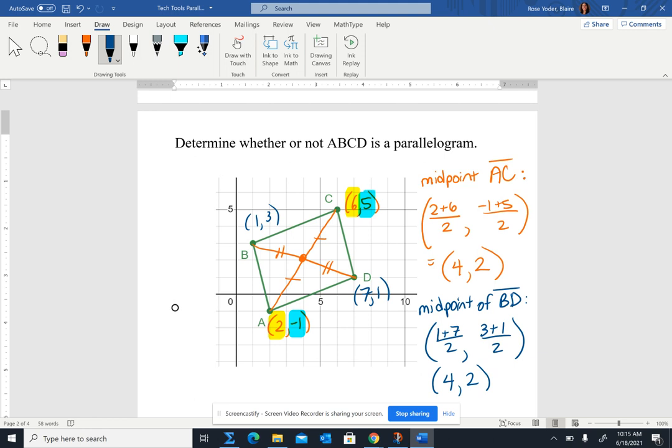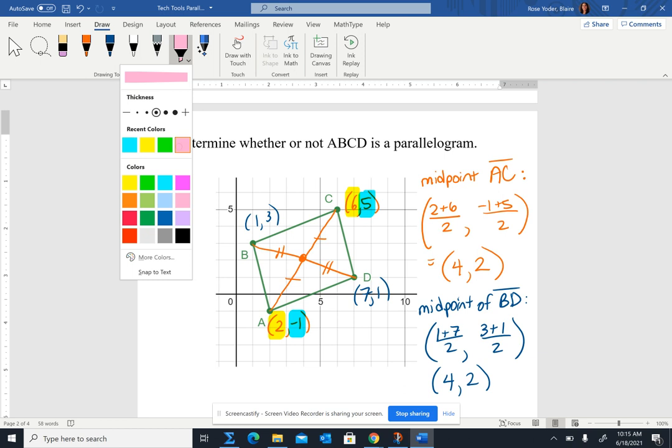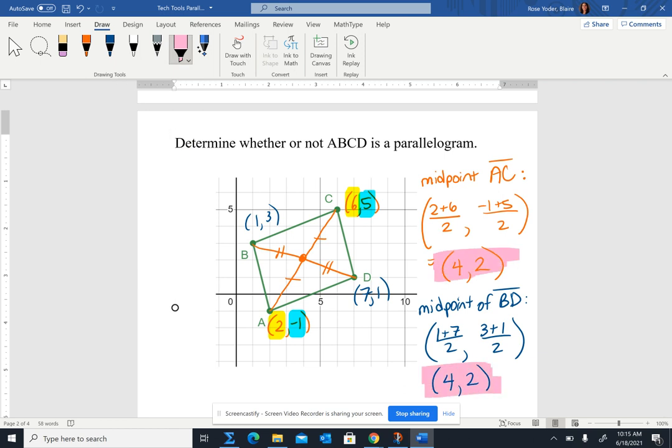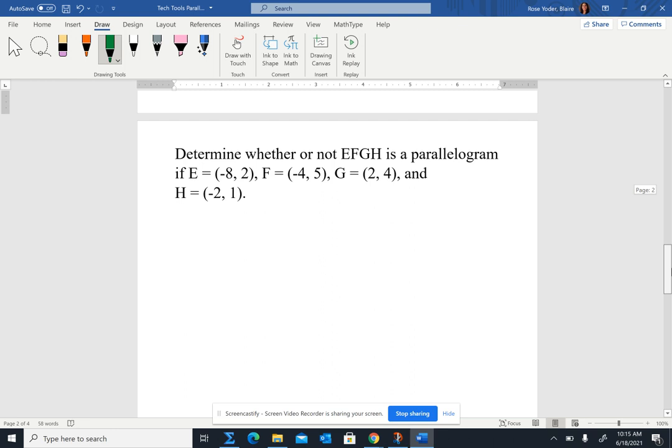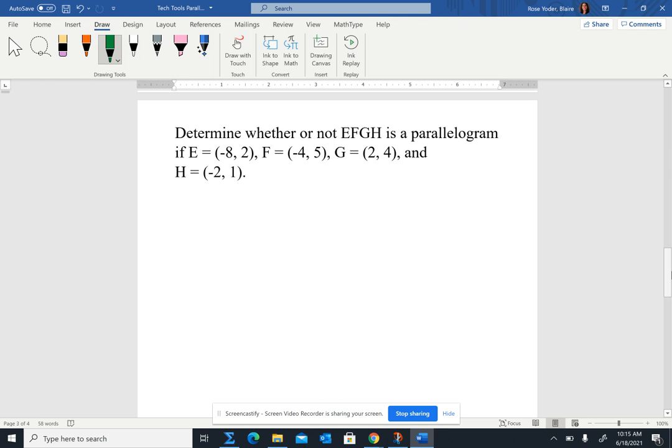Are the midpoints the same? Yes, they are. So the diagonals bisect each other. Some people find this to be a quicker method than having to calculate 4 slopes. So yes, because the diagonals bisect each other. This might not seem like a quicker method on a graph where you could easily count to find the slopes, but you might find that it's a quicker method when you're just given coordinates and you're not given a graph.